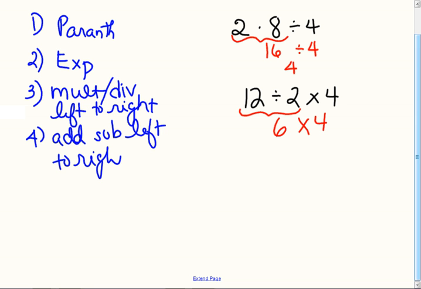6 times 4 is 24. Okay. That's one that gets kind of tricky. So let's do 1 and 2 together, and then I'm going to let you work on these. And there's some hard ones on here. And then tomorrow we'll probably work in the book, but I'll make a worksheet for you.